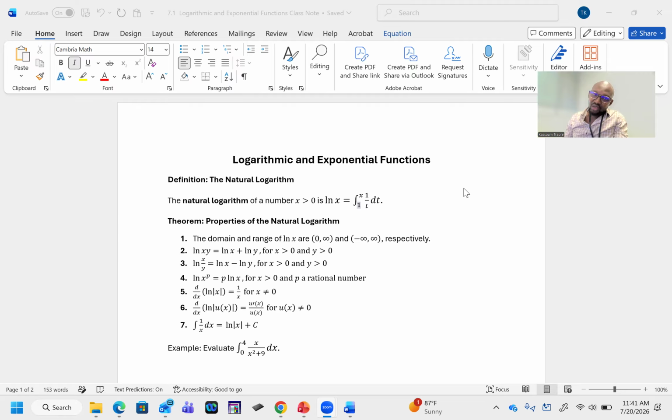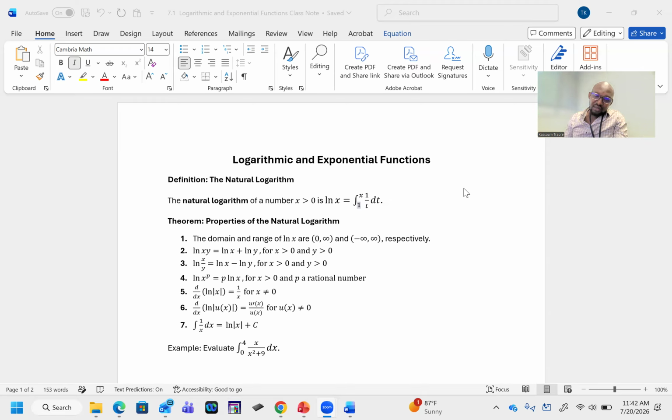The domain and the range of ln x are what? The domain is from 0, parentheses, 0 is not included, to infinity, because ln of 0 is undefined, right? And the range is negative infinity to positive infinity, respectively. And don't forget the product rule. Ln of x times y is ln x plus ln y for x positive and y positive. And ln of x divided by y is ln of x minus ln of y for x positive and y positive. And the power property, ln of x to the power of p is equal to p times ln x for x positive, and p a rational number.